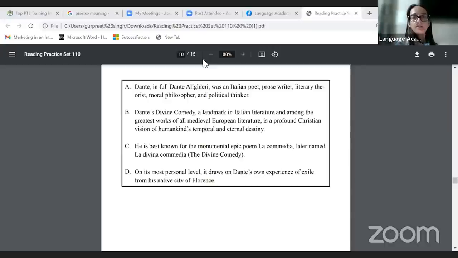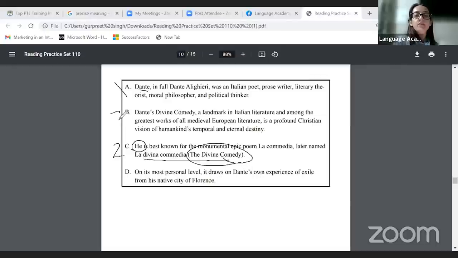Good, very well done. This is done well almost by all of you. The first is A. Dante, in full Dante Alighieri, was an Italian poet, prose writer, literary theorist, moral philosopher, and political thinker. He is best known, so he is the pronoun, will come after the name, the kind of introductory sentence. He is best known for the monumental epic poem later named this, which is called the Divine Comedy. So this is where we're introducing this name, the Divine Comedy.